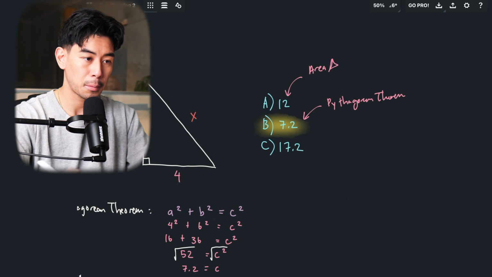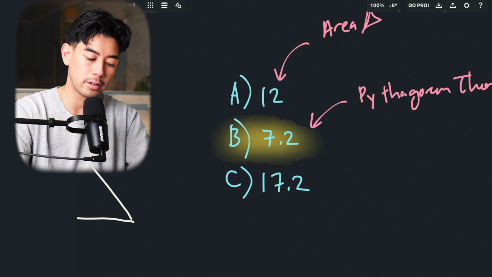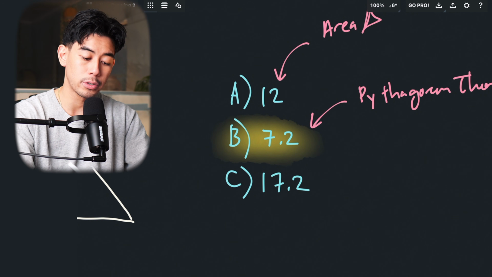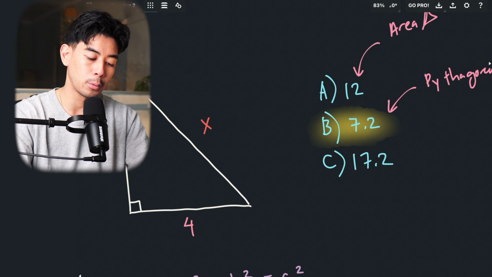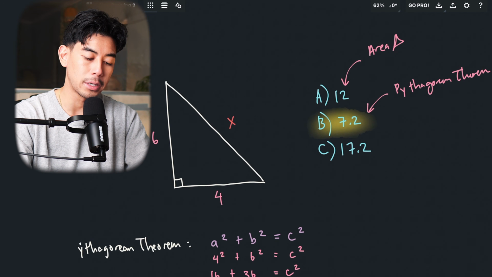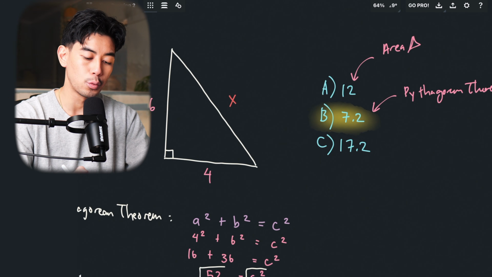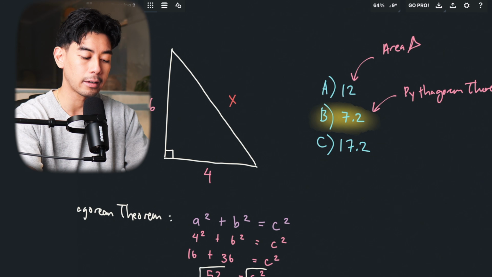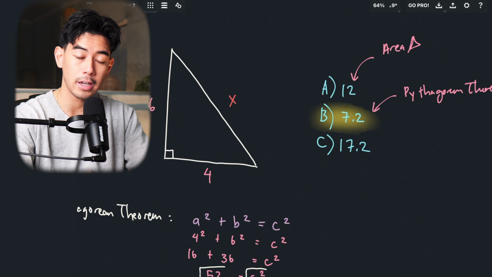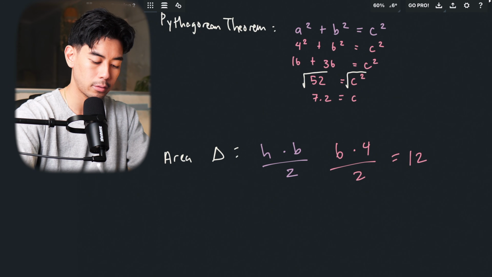What about C? I see a 0.2 there, that decimal, and answer B, which we just solved for, which was the hypotenuse, was 7.2. So the only other variable that I can think of that would be equal to 17.2 would be the perimeter of a triangle, right? Just adding each side length together.